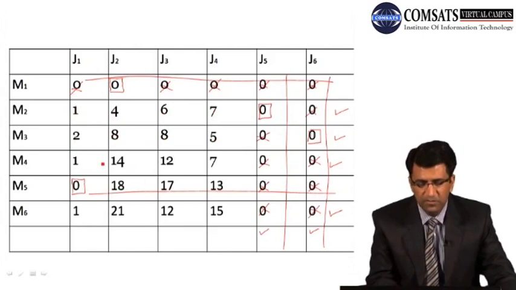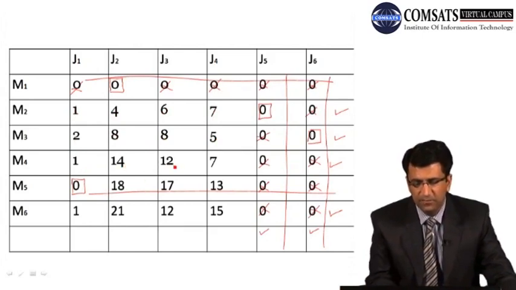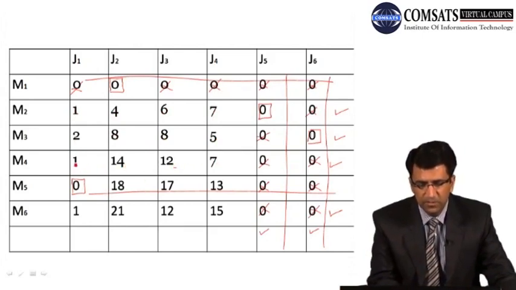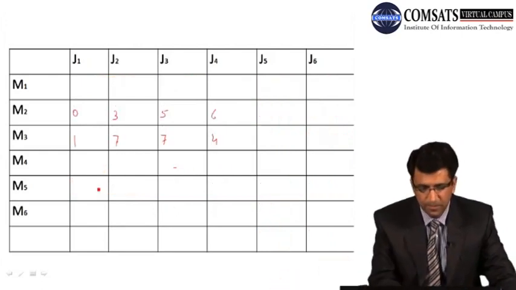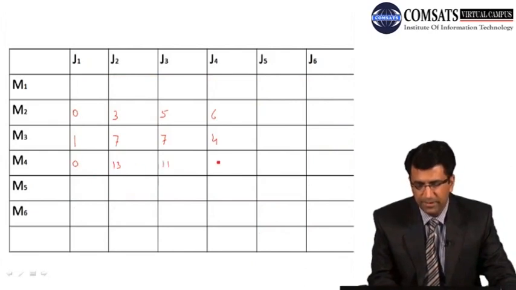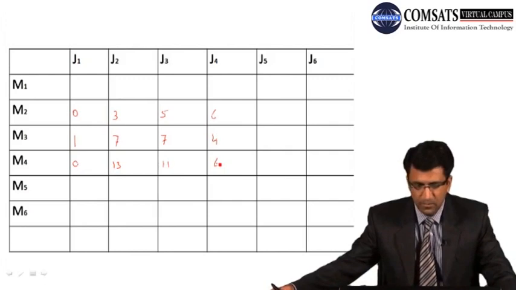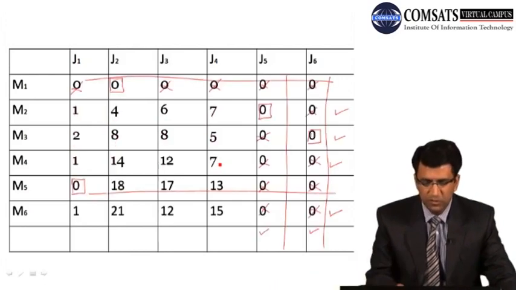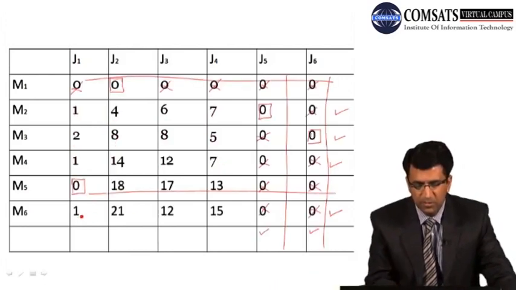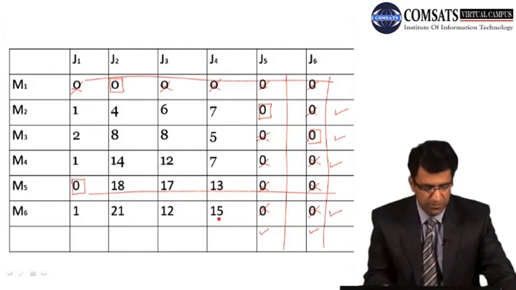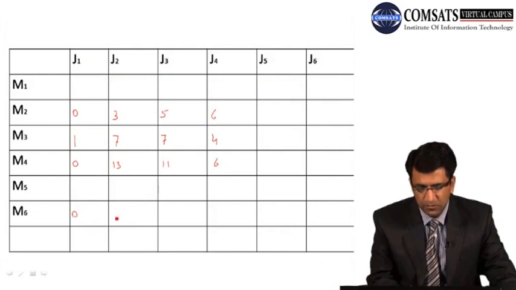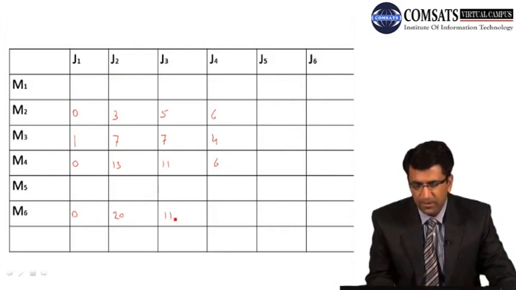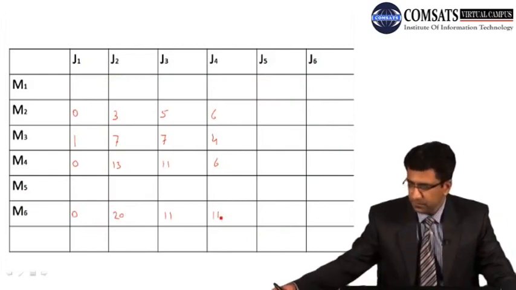Similarly, this value will become 1 minus 1 0, 14 minus 1 13, 12 minus 1 11, 7 minus 1 6. So it will become 0, 13, 11, 6. Now again, this value through which no line is being passed, it will become 0, 20, 11 and 14.